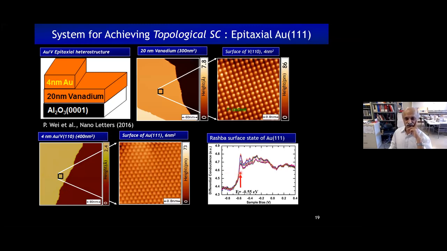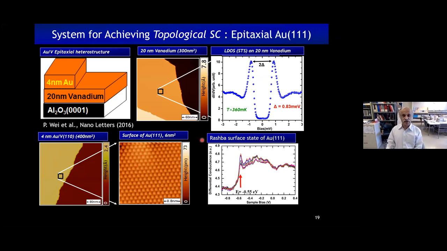You can see the atomic structure of the gold. At the same time, you can also see the surface state of the gold surface, as you see from the STM studies and the conductance measurement. Now, you can see that the vanadium has a very nice energy gap, as you can see there by the STM. These measurements are done around 360 millikelvin, and the gap is about 0.83 meV. That means by the STM study, as we saw in the case of the planar junction, we have a superconducting vanadium observed on the surface. Now, we want to see the gold surface with STM.